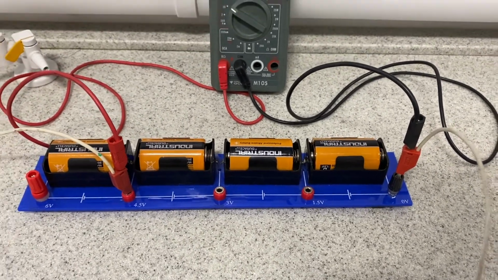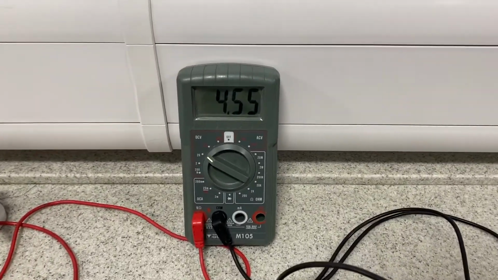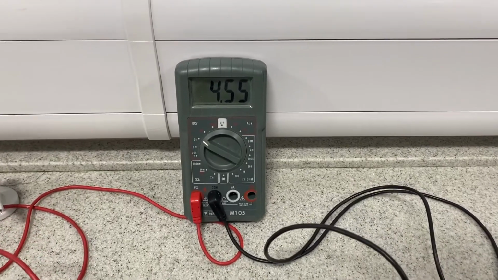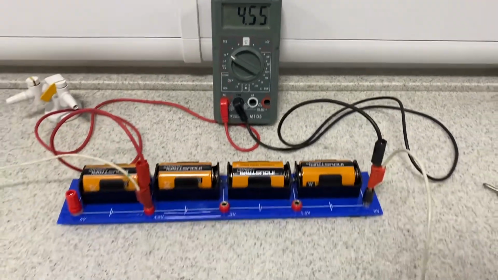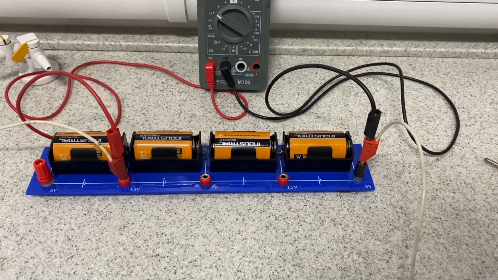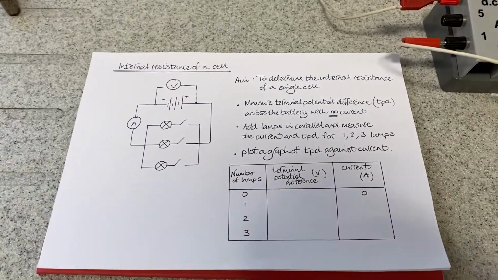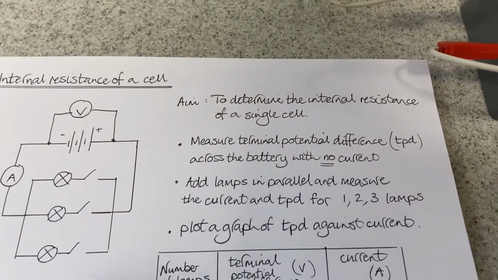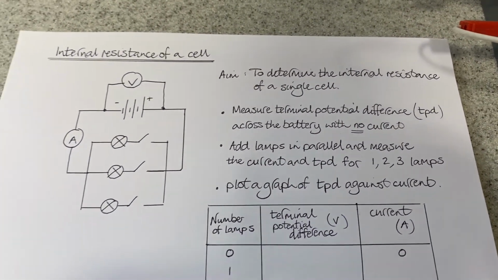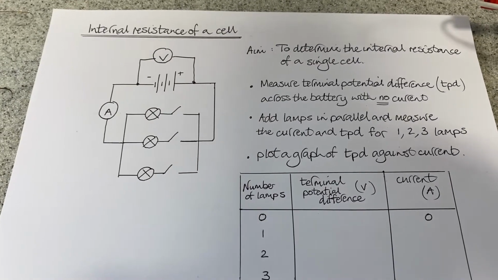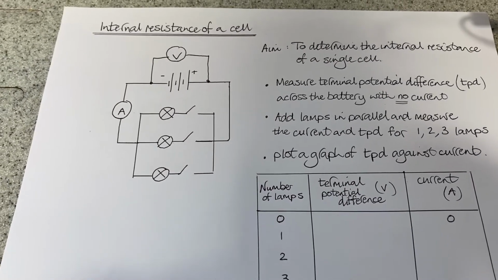And our TPD, our terminal potential difference, these batteries must be brand new. So we're getting 4.55 volts across the terminals of those 3 cells, and I'm going to put that in my table here. So here's what we're doing. We're trying to determine the internal resistance of a single cell. We're going to measure the terminal potential difference across the battery with no current flowing.